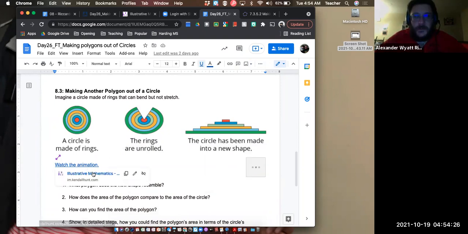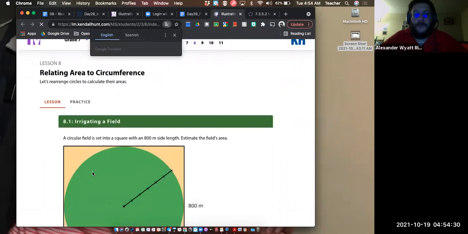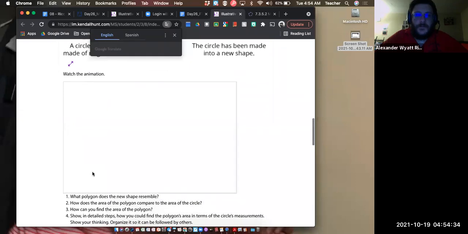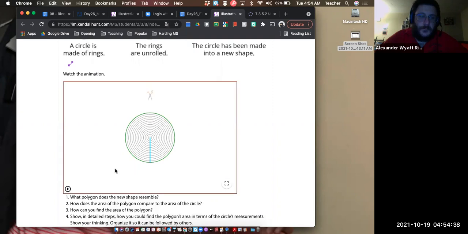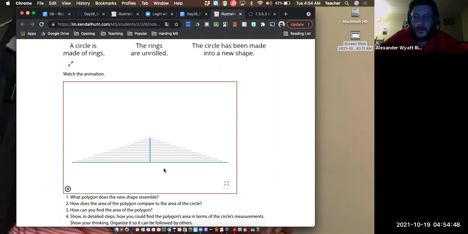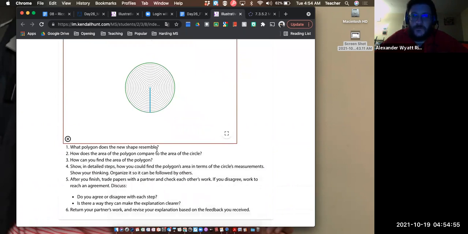So you can watch the animation right here. You go to it, and you go down, and there it is, right? So when you chop it up, the height, again, is the radius, and now this is a triangle, so half the base times the height, okay? What polygon does the new shape resemble?